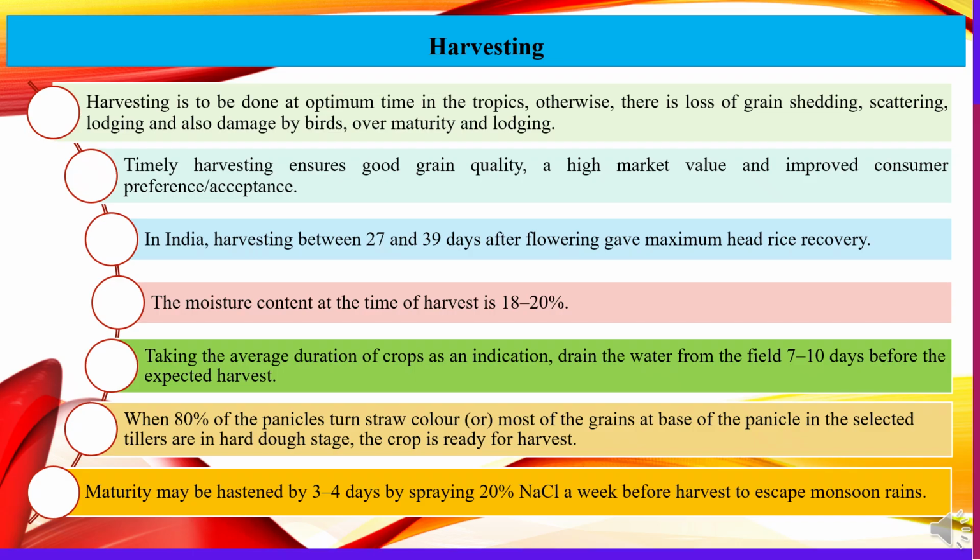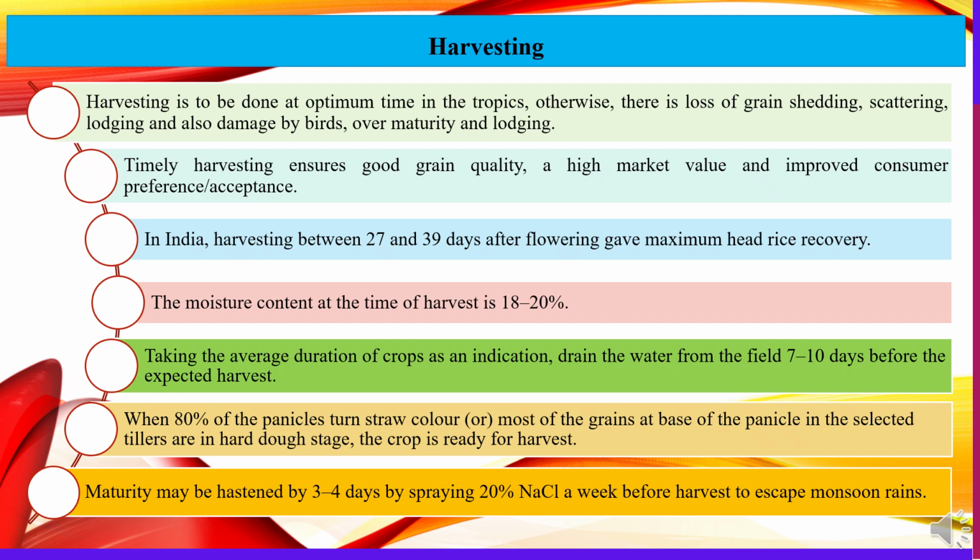Harvesting paddy at the optimum time is crucial in tropical regions to avoid yield and quality losses. Delayed harvesting can lead to grain shedding, scattering, lodging, bird damage, and deterioration in grain quality due to overmaturity. Timely harvesting ensures high grain quality with better milling recovery, higher market value, and improved consumer acceptance due to uniform grain appearance and cooking quality. In India, studies have shown that harvesting between 27 and 39 days after flowering results in maximum head rice recovery. The ideal grain moisture content at harvest is 18 to 20%.